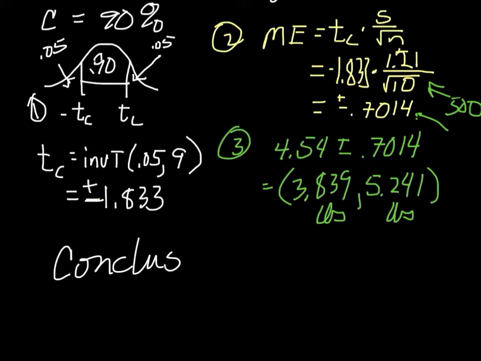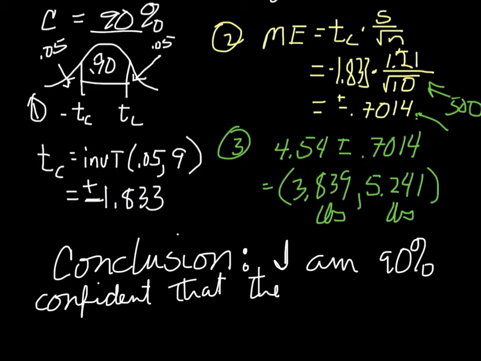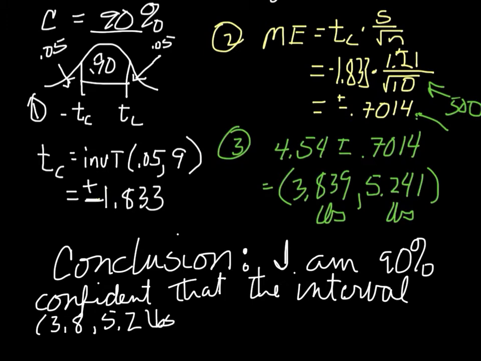So one other thing that I want to do is talk about what your conclusion would be for this confidence interval. And the conclusion is, since our confidence level was 90%, you would say, I am 90% confident that the interval, and then you would list the interval 3.8, I'll round it a little bit, to 5.2 pounds.